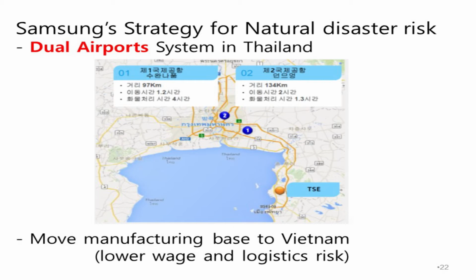So that is a long-term strategy for Samsung, because they want to minimize their exposure to risk in the logistics business. Of course, logistics risk is not the only factor motivating Samsung to relocate to Vietnam. The low wage is also an important factor in the decision to move their factory from Thailand to Vietnam.